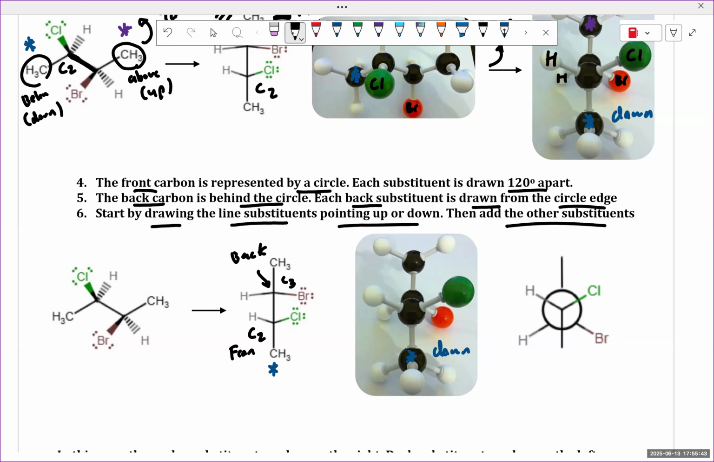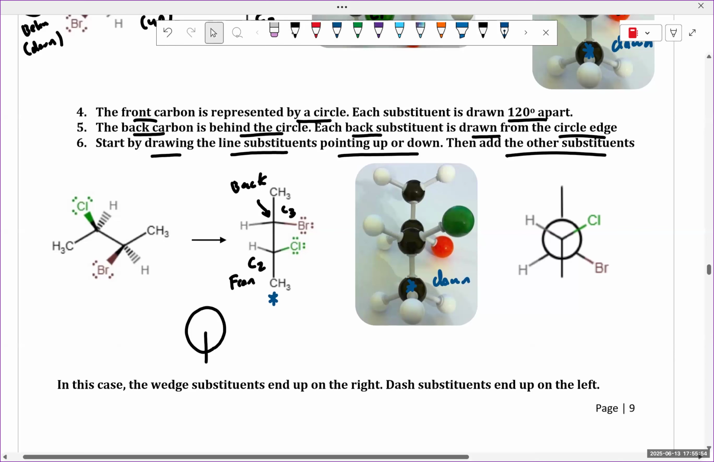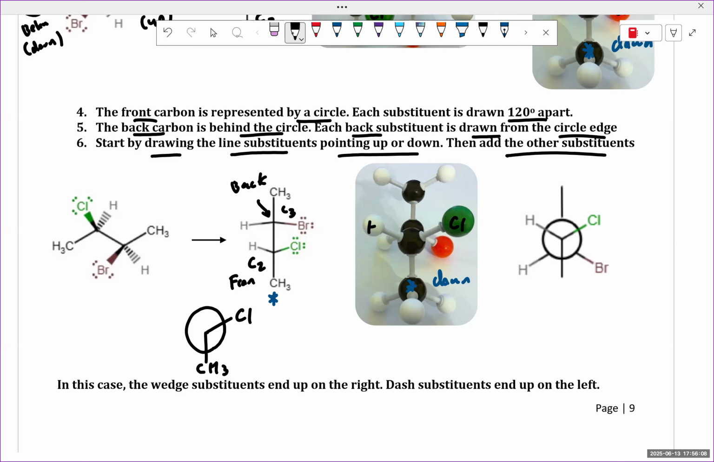For the front carbon, I have a CH3 group. This front carbon, our substituents are drawn in front of the circle. And I have a CH3 group pointing down. Next, drawing what I see, and if you have a model, you really can just draw what you see. The CH3 group is pointing down. The chlorine is pointing up and to the right. The hydrogen on the front carbon is pointing up and to the left.